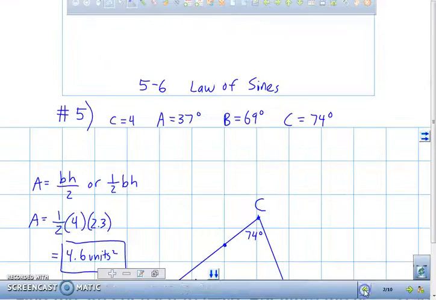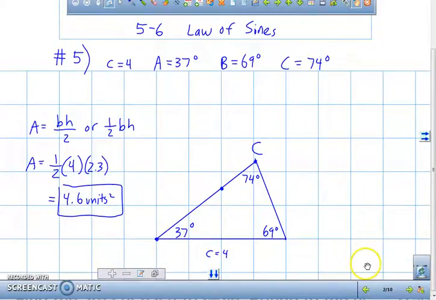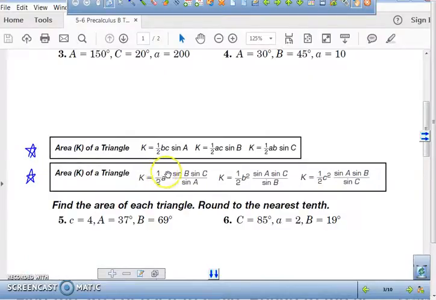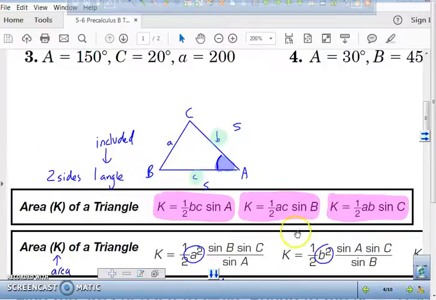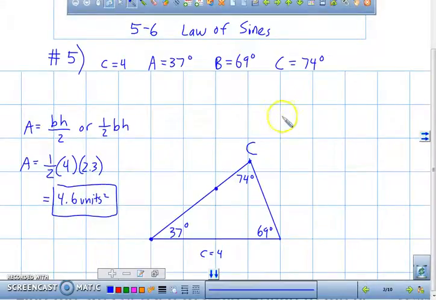Let's think about it. How many angles do we have? All three. How many sides do we have? One. So which one are we going to use? Door number 1, door number 2, door number 3. Door number 3 is correct. Can you guys see this right here? Write that down. I'm going to write K, which represents the area, equals 1/2.